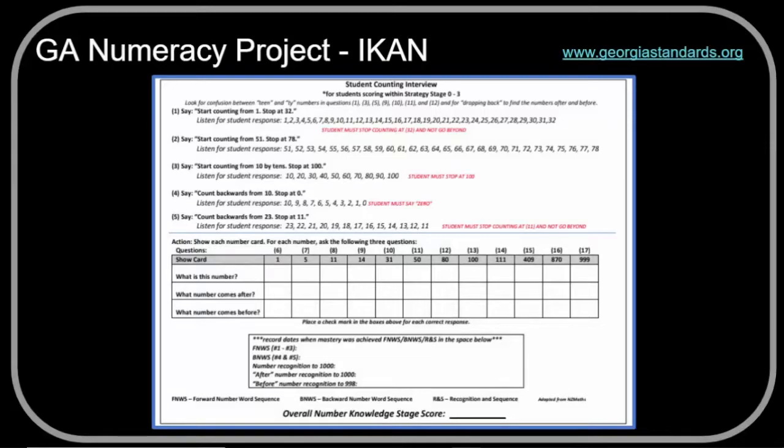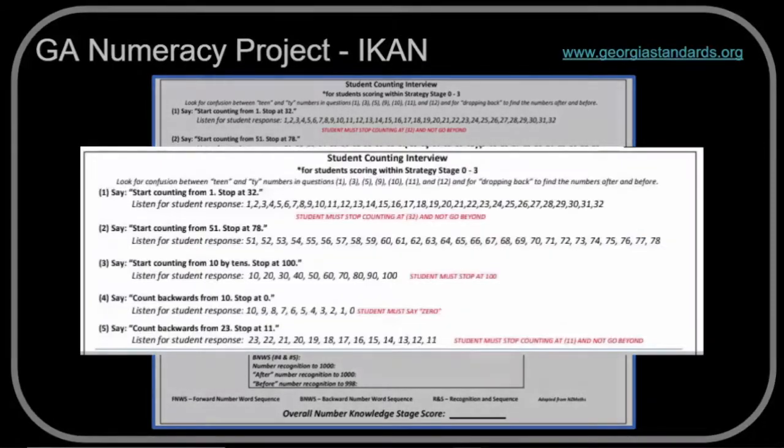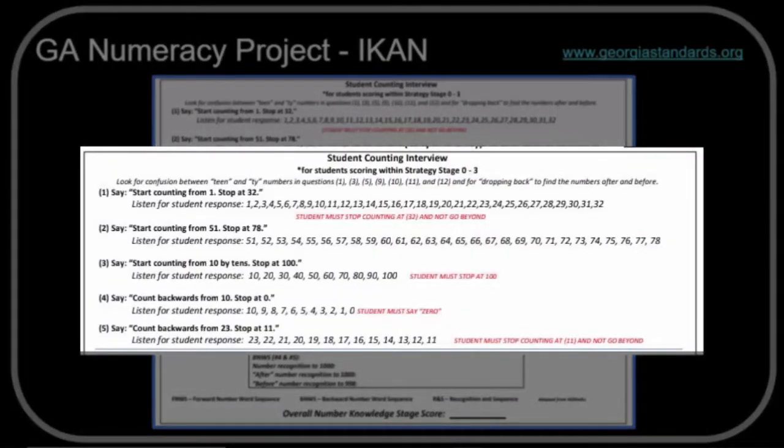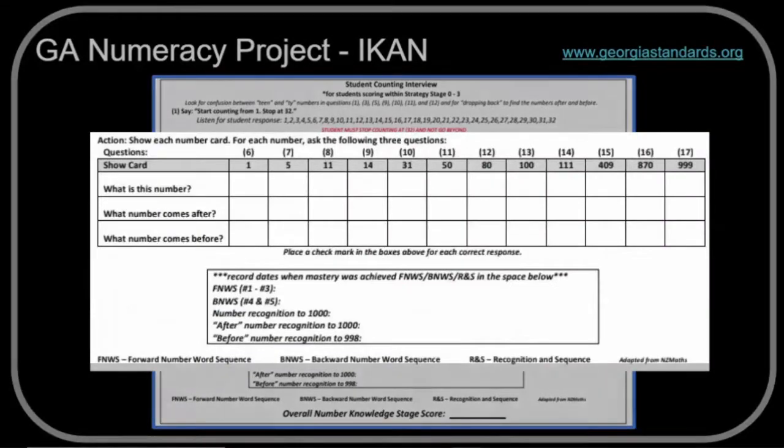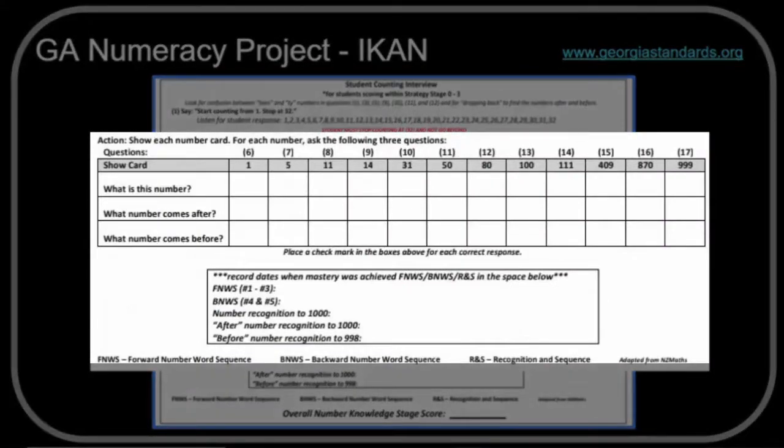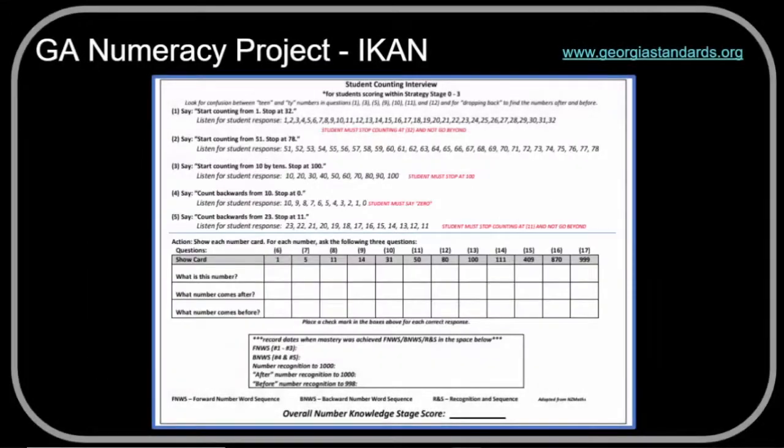The I-CAN assessment, which is a counting interview that is included in the Georgia Numeracy Project resources, is an excellent tool for assessing counting in early numeracy. During the interview, students count forward and backwards within specific spans, while also stating what number comes before and after a specific number. This assessment provides a good starting point by identifying strengths and weaknesses when counting within 1,000.